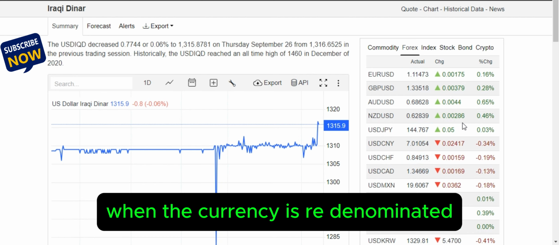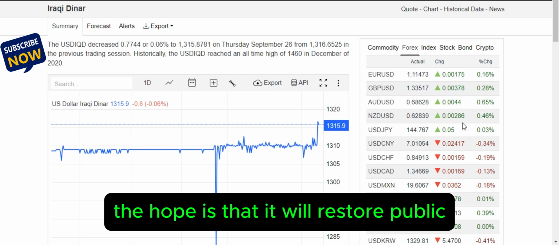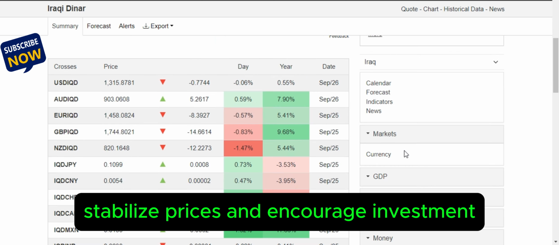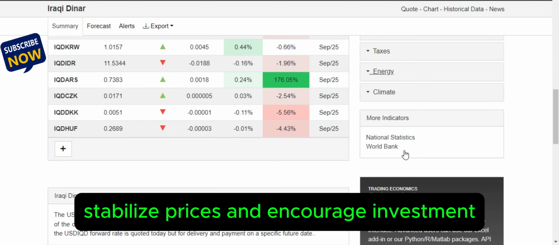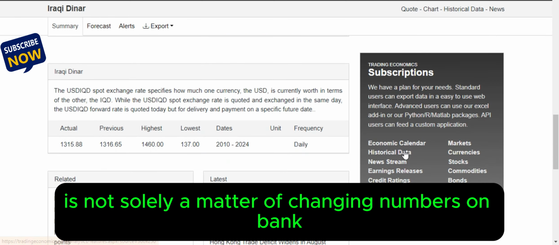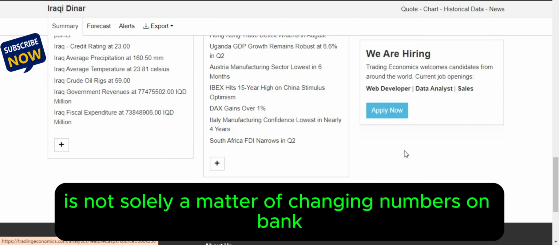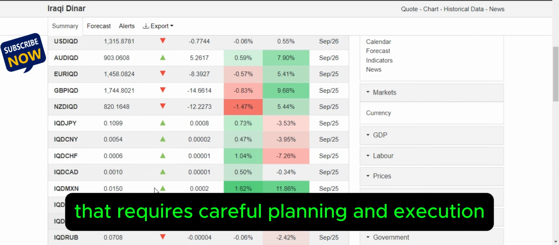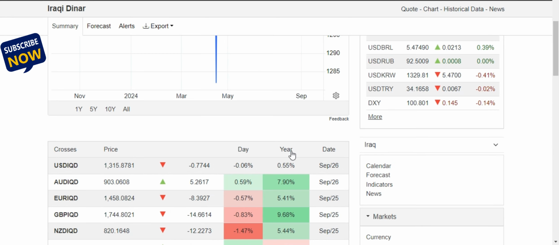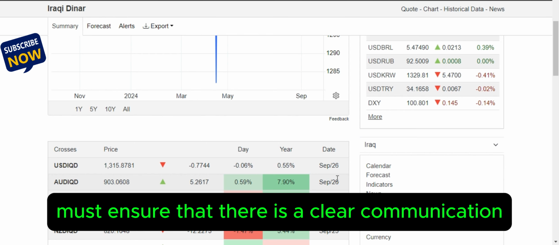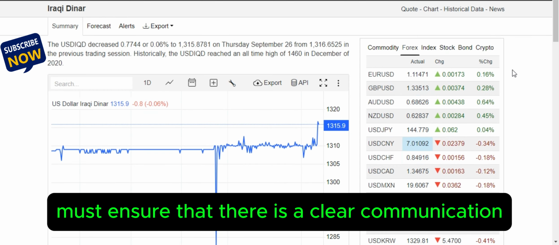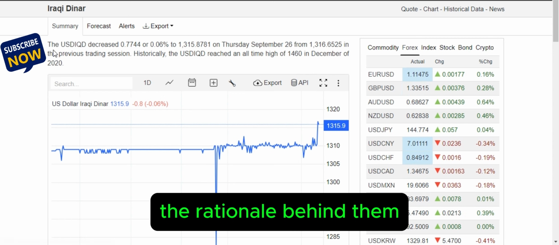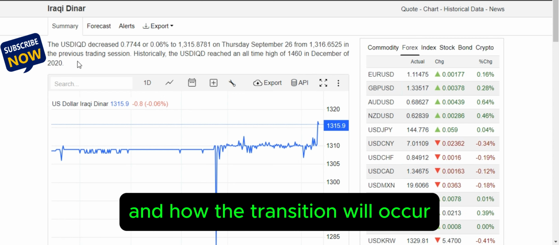When the currency is redenominated, the hope is that it will restore public confidence in the financial system, stabilize prices, and encourage investment. Redenomination is not solely a matter of changing numbers on banknotes; it is a comprehensive process that requires careful planning and execution. Governments must ensure that there is a clear communication strategy to inform the public about the changes, the rationale behind them, and how the transition will occur.